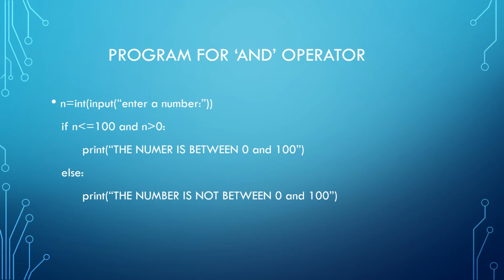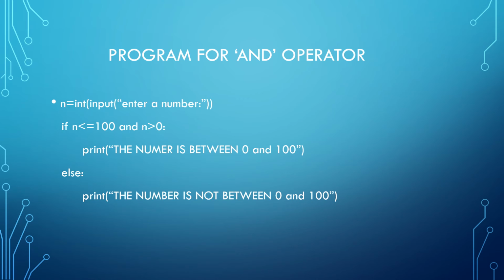If you see this program carefully, first n equal to input, enter a number, will ask the user to give a number. It will check two conditions using the AND operator. It will enter into the if conditional block only if both the expressions are true. That is, the number should be greater than 0 and it should be less than or equal to 100. And it will print the number is between 0 and 100. Else it will print the number is not between 0 and 100.